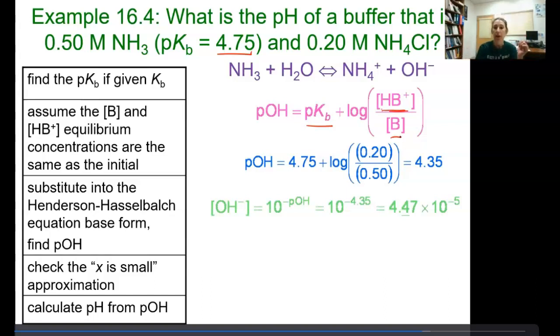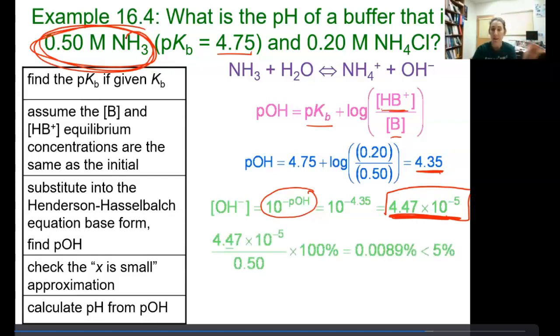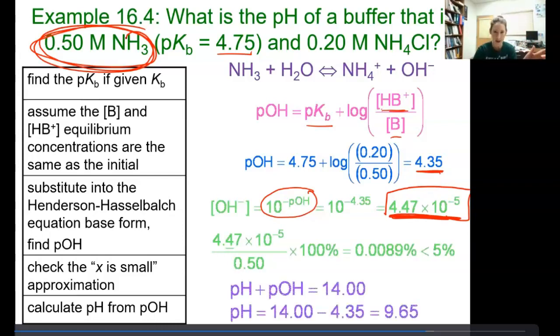Now, you can still check if your X is small here, but since this is your POH, when you take 10 to the negative POH, that's your hydroxide concentration. So when you do X is small, it needs to be over your base, right? Before, when we did X is small, we put it over the conjugate acid. It doesn't matter which way you do. I just personally like to keep my bases as bases and my acids as acids, right? You just can't forget here, you need to subtract from 14. But you end up with the exact same pH.